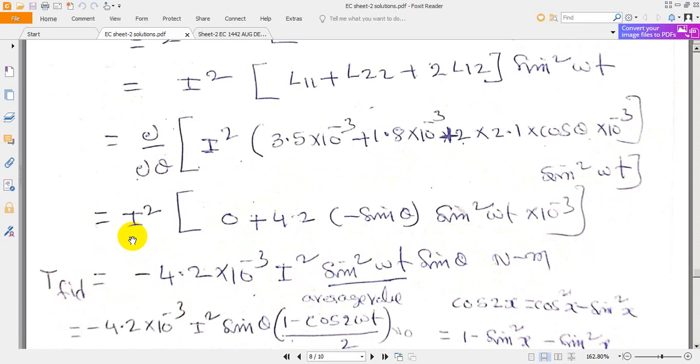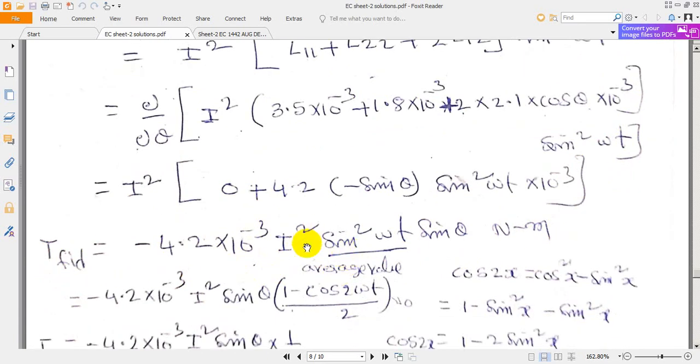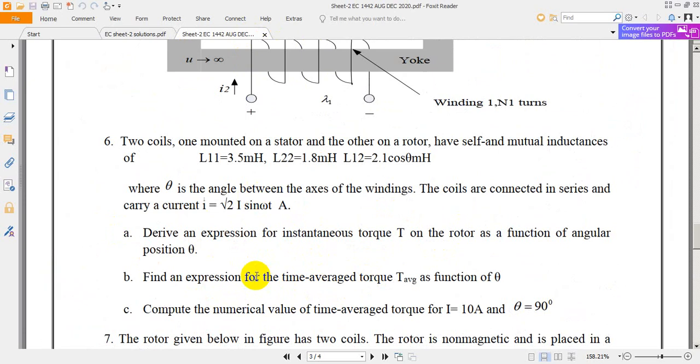But this is the general expression for the torque in the field, and we need to calculate the average value. We need to find the average value in terms of theta. If you check the problem, it specifies the expression of the time average torque function in terms of theta.